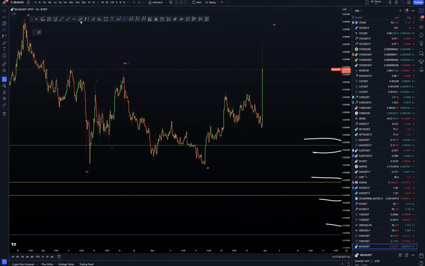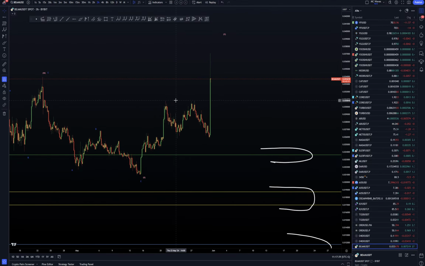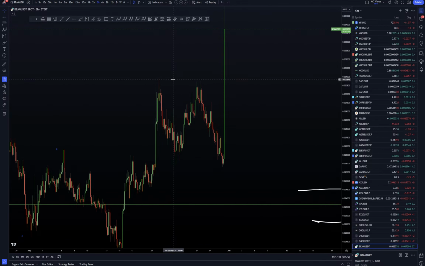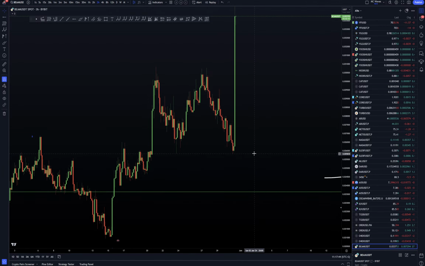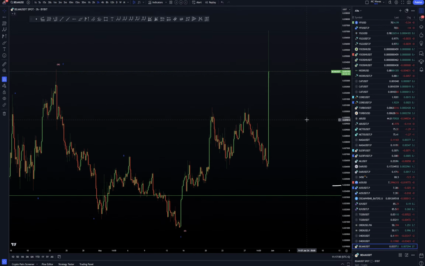No, an ABC zigzag. 1, 2, 3, 4, 5 more likely, and then 1, 2, 3, or 5. Because Y is next, it doesn't make sense. Bam, A, B, C. And so here, what is this? The top, okay. Here we take the low. Yes, okay.